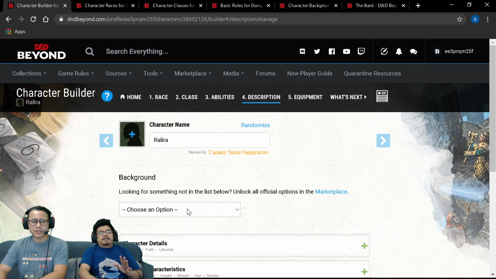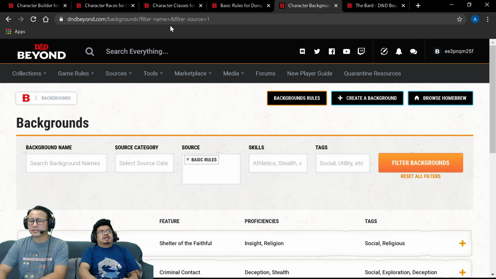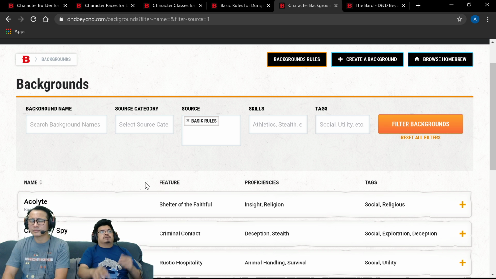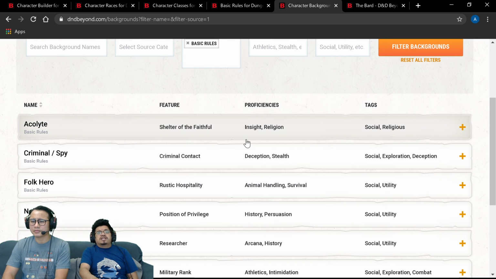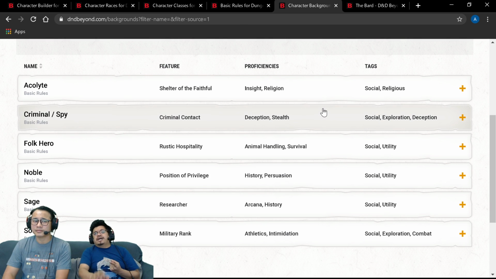Background, which there's a ton. So we are not going to just choose randomly. The nice thing about D&D Beyond is that they have their backgrounds. And I'm just showing us what's basic. And we have a bunch. And the nice thing is it tells us what their proficiencies are and what their tags are. So we're looking for things that either have persuasion, insight, or deception.